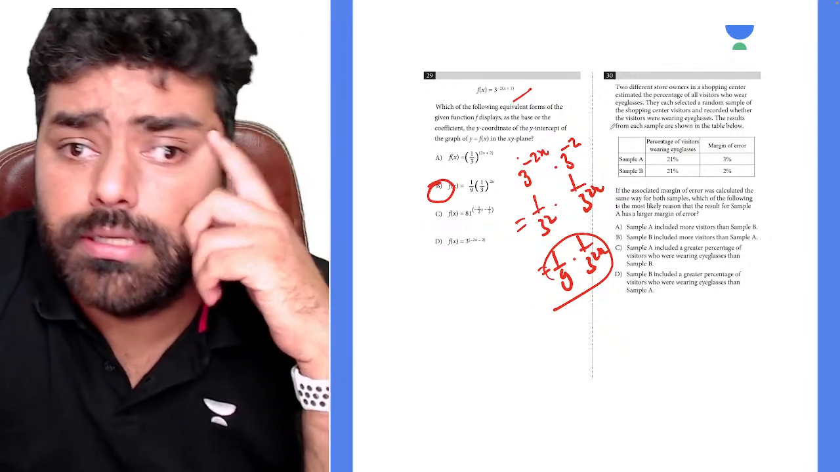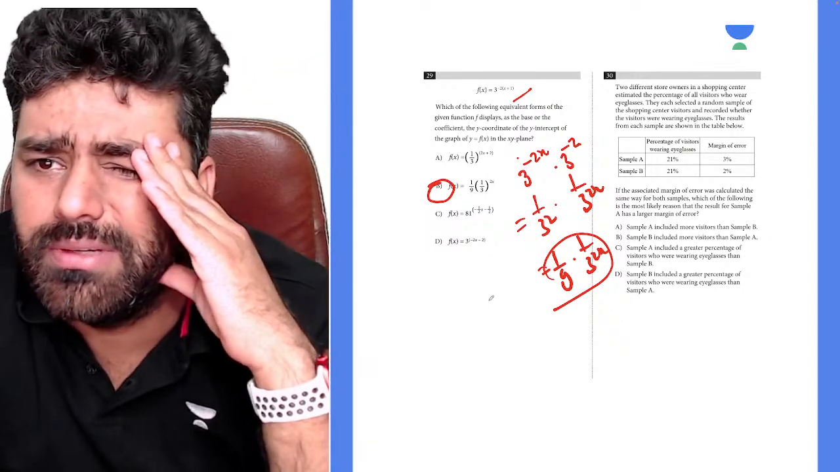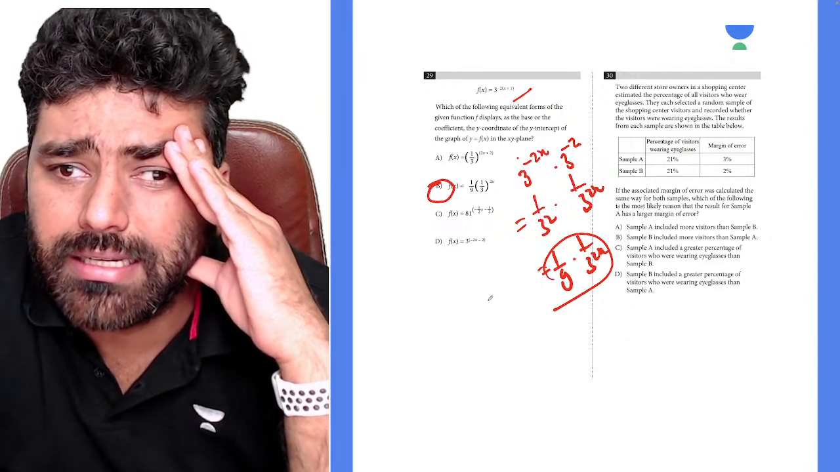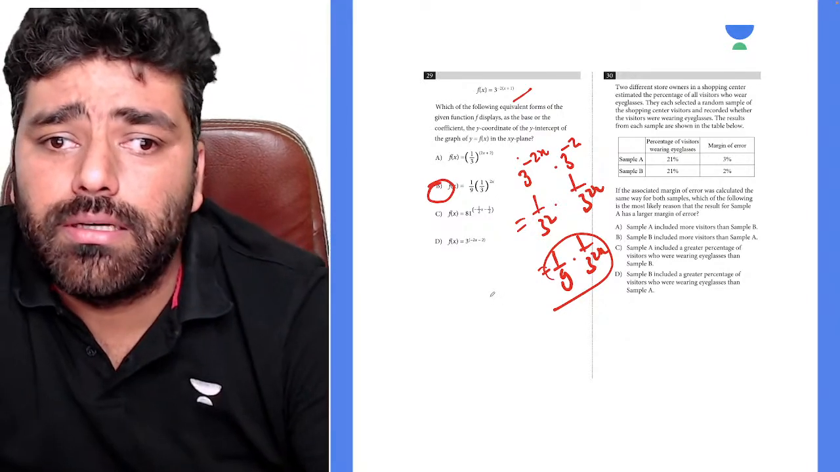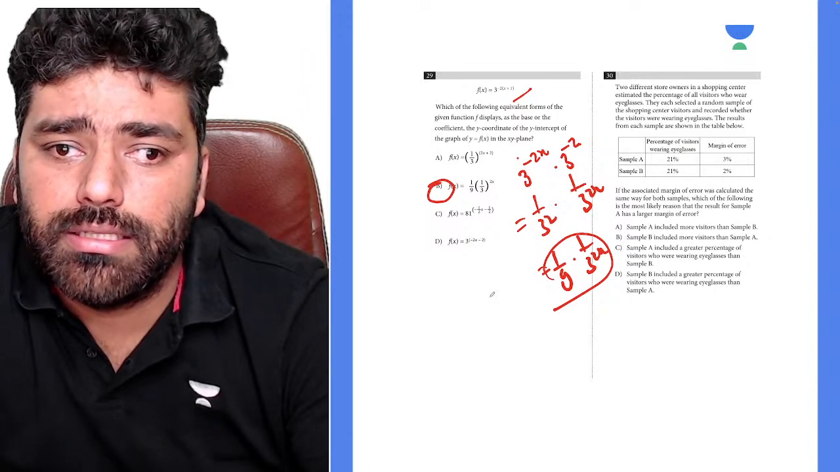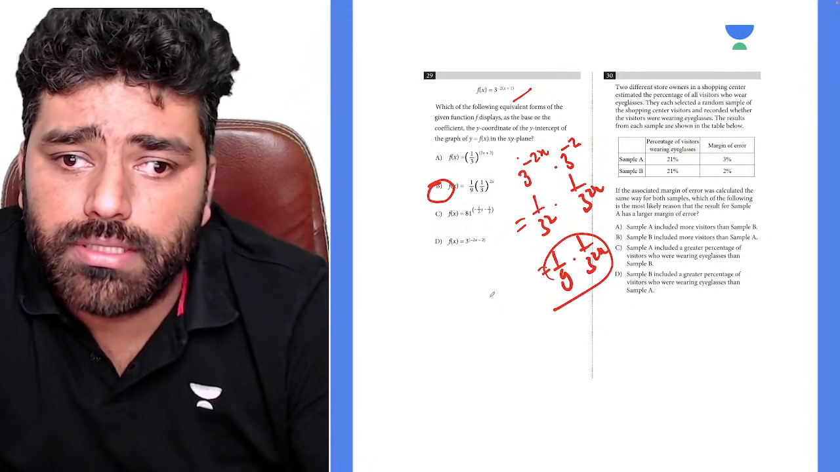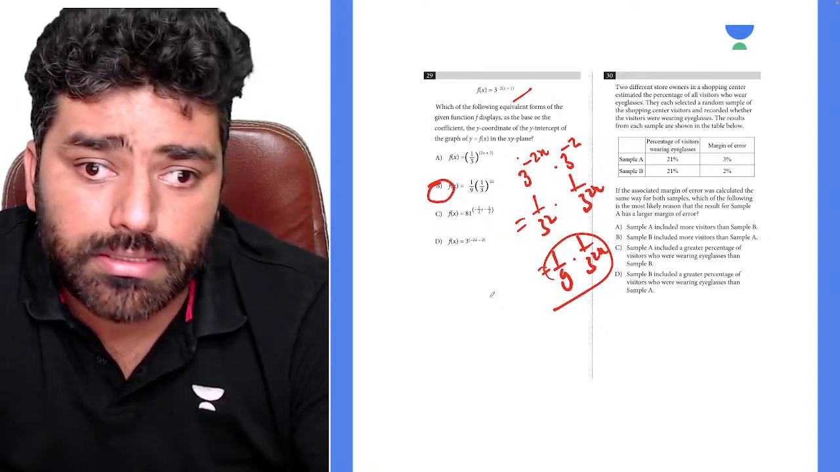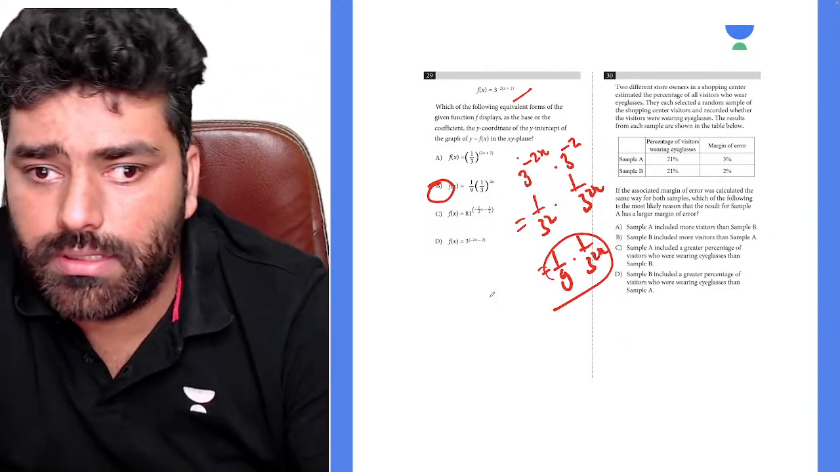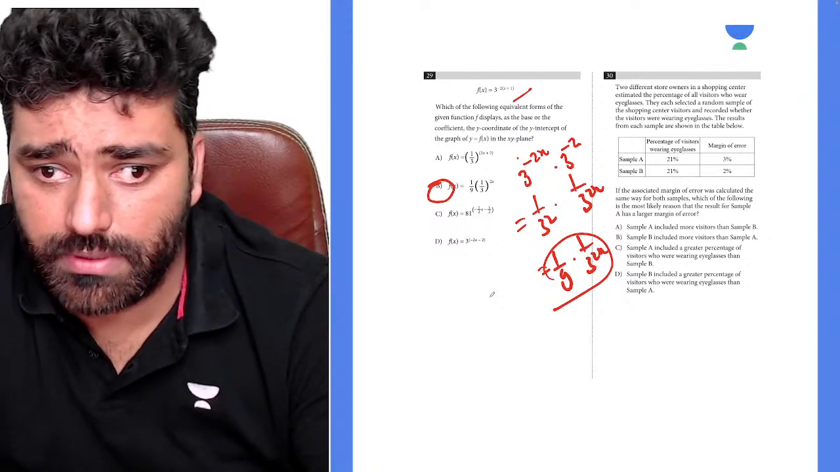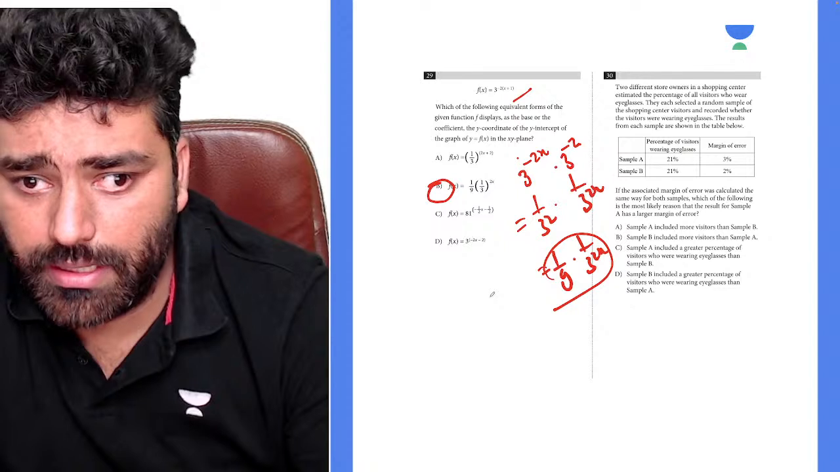So, okay, question number 30. Two different store owners in a shopping center estimated the percent of all visitors who wear eyeglasses. They selected a random sample of the shopping center visitors and recorded whether the visitors are wearing eyeglasses. The results from each sample are shown in the table below. The percent of the visitors wearing eyeglasses is given to us, and the margin of error is also given to us. The estimated margin of error is calculated the same for both samples. Which of the following is most likely? The result from the sample has a greater margin of error.